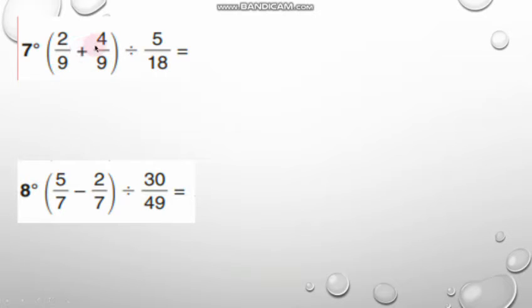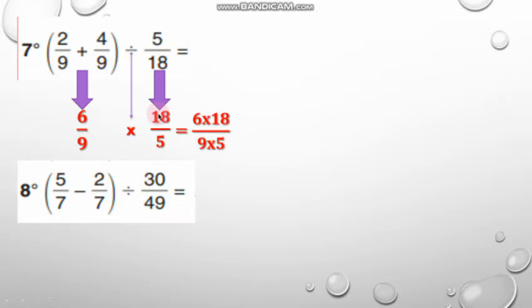2 plus 4. Remember, when I have addition, I add the numerators and I should have the same denominator. So here I have 9, 9. So the denominator stays 9, and I'm going to add the numerators only. So the answer will be 6 over 9. 6 over 9 divided by 5 over 18. Instead of divide, I'm going to write times. And instead of 5 over 18, I'm going to write 18 over 5.